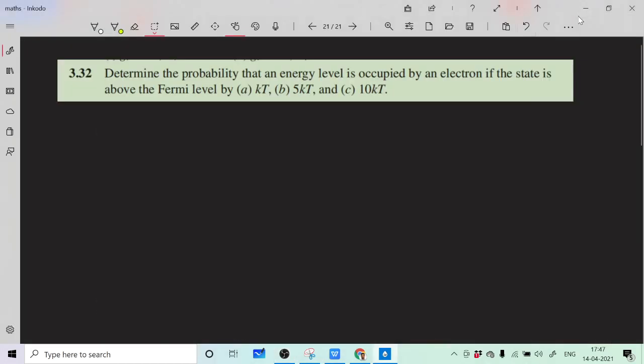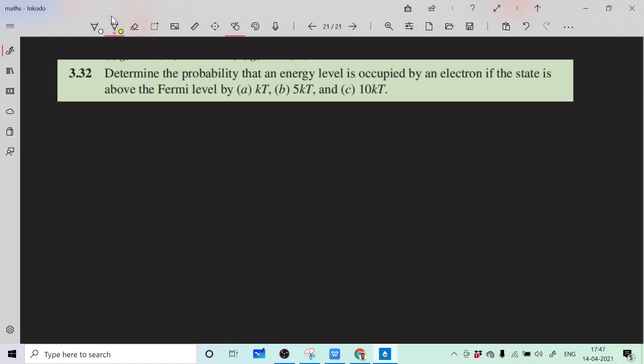Hello everyone, in this video tutorial we will be solving our Donald Neamen book problem 3.32. We are asked to find the probability that an energy level is occupied by an electron if the state is above the Fermi level by kT, 5 kT and 10 kT.